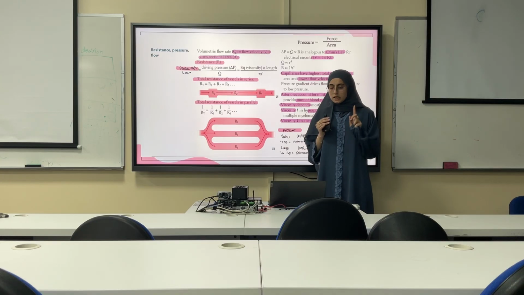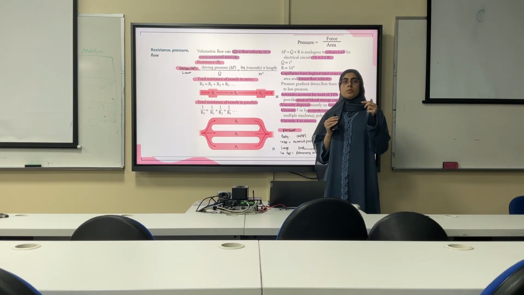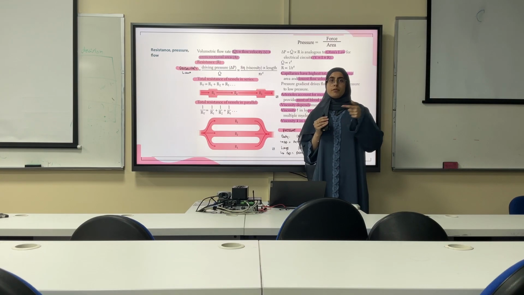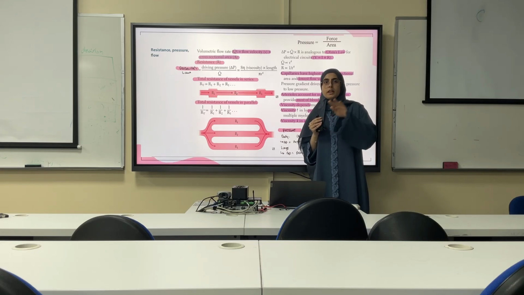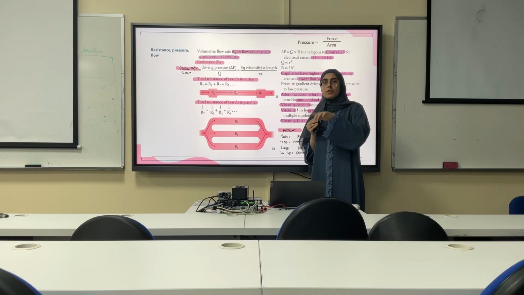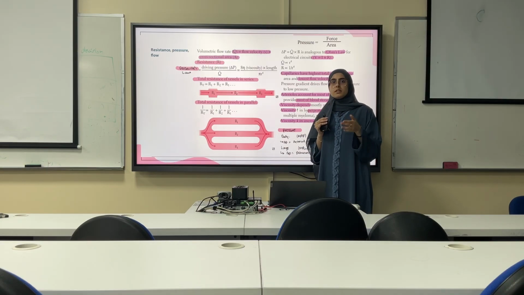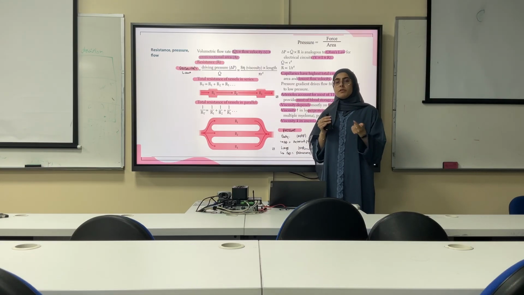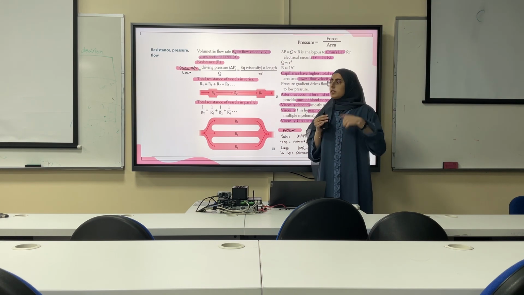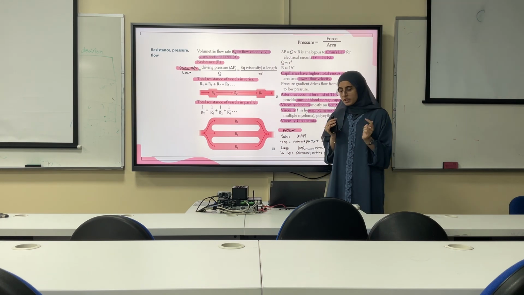Okay, then we know that when you increase the pressure, will the flow increase or decrease? No, Q equals delta P over R. If you have a higher pressure gradient, the flow will increase. But if you increase the resistance, the flow will decrease, because they're inversely proportional.